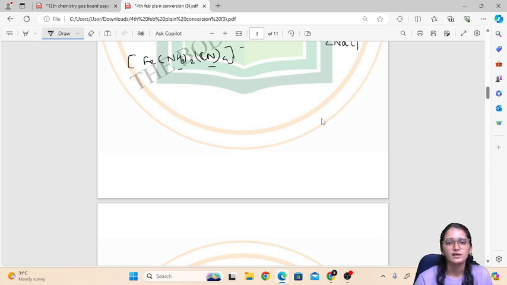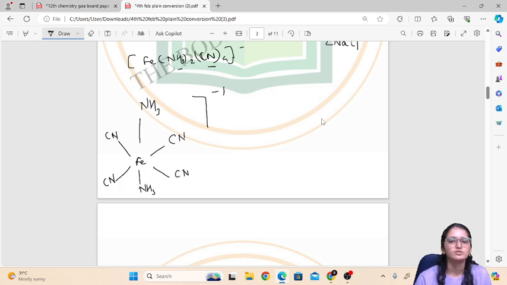Geometrical means cis and trans, and as we know there are 4 CN. So this is our central metal atom Fe, and we have 4 CN. First we will arrange them in this manner, 4 CN, and then NH3. One NH3 will come on top and one at the bottom, and then our charge is minus. You can write the charge in this way also. Now what is this arrangement? The arrangement in which the ligands are placed exactly opposite to each other is called a trans arrangement.